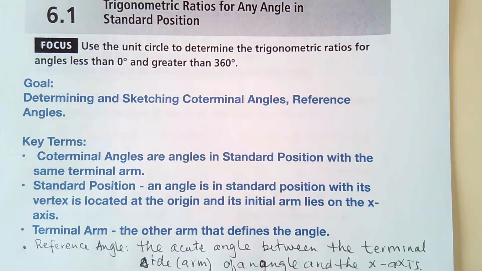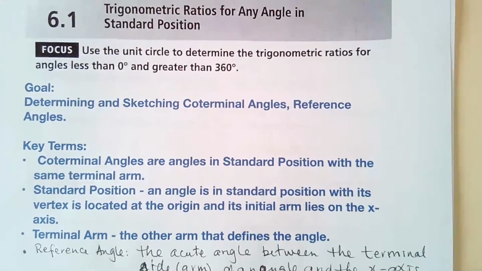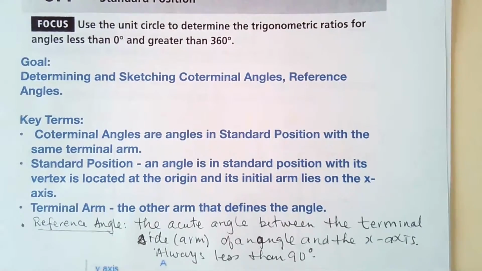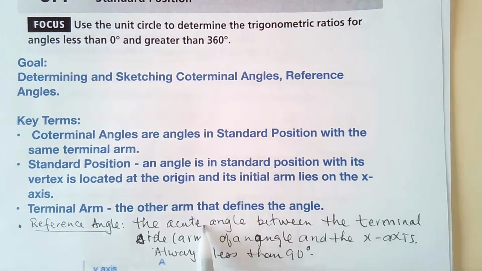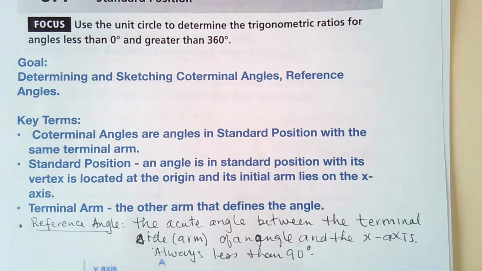Standard position: an angle is in standard position with its vertex located at the origin, and an initial arm lies on the x-axis. The terminal arm refers to the arm that defines the angle, and the reference angle is the acute angle, less than 90 degrees, between the terminal side or arm of an angle and the x-axis. It's always less than 90 degrees.